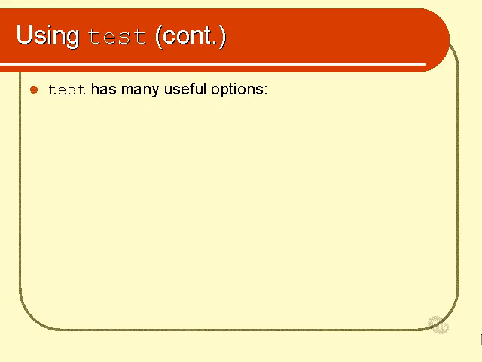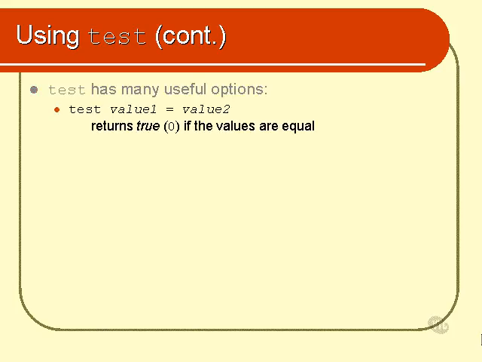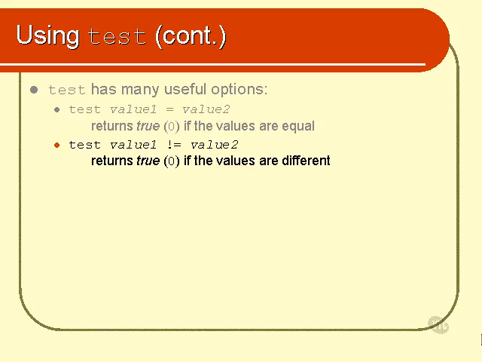So some of the useful options for test are as follows. We've already seen test whether one value equals another. Test will return a 0, which we can interpret as true if the values are in fact equal. And then we've got the not equal or different, which is an exclamation mark before the equal sign. That's the symbol for not equals in the shell programming language, or rather in the test programming language.